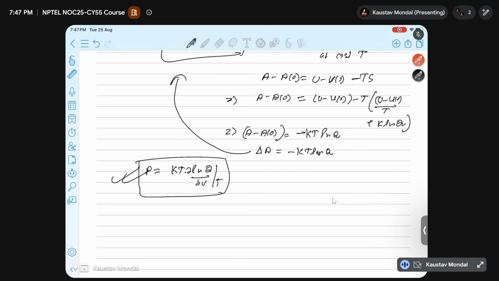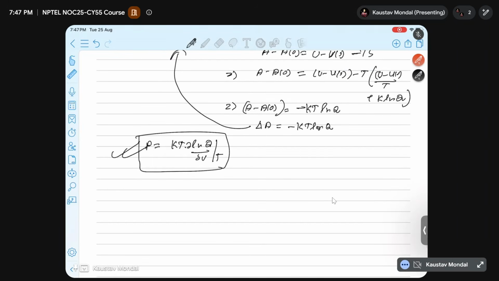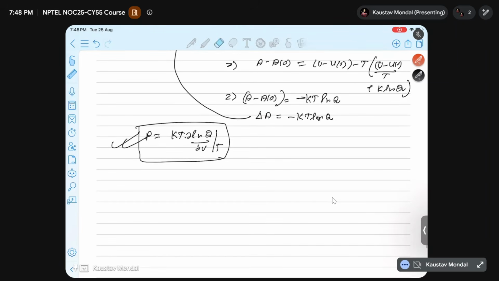So this is a very useful expression. For a system, if you know the total partition function Q, from there itself you can basically calculate the pressure of the system.